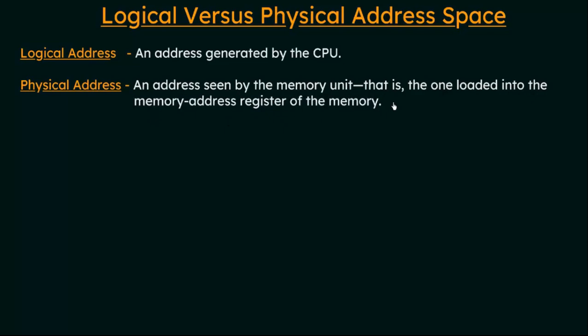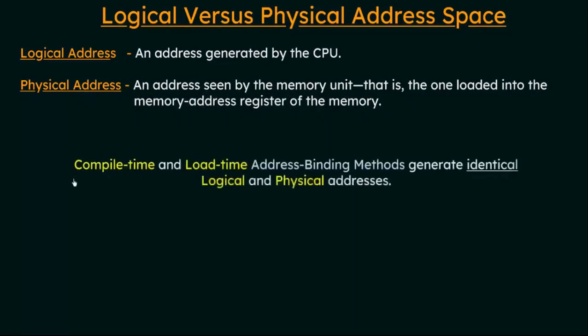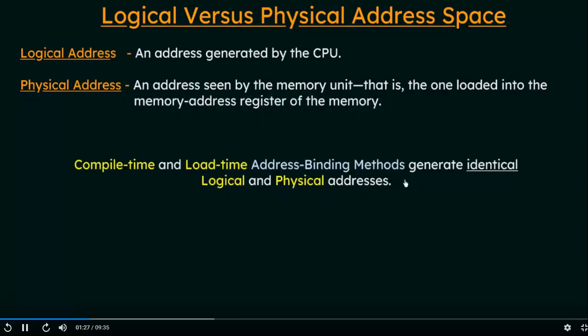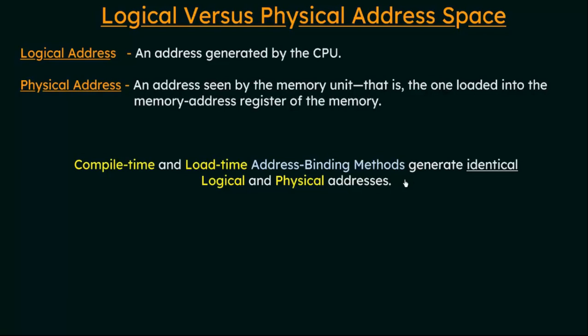So just keep in mind that the logical address is the address generated by the CPU, and the address seen by the memory unit, or the address present in the memory address register of the memory, is known as the physical address. Now, compile time and load time address binding methods generate identical logical and physical addresses. In the previous lecture, we studied address binding and saw different kinds: compile time, load time, and execution time address binding. The first two, compile time and load time, generate identical logical and physical addresses.